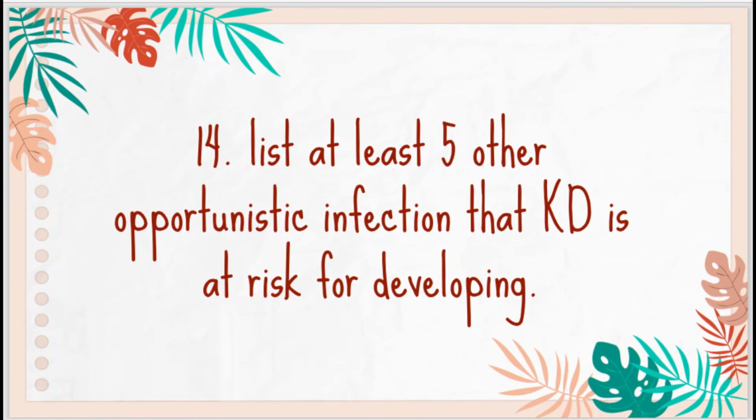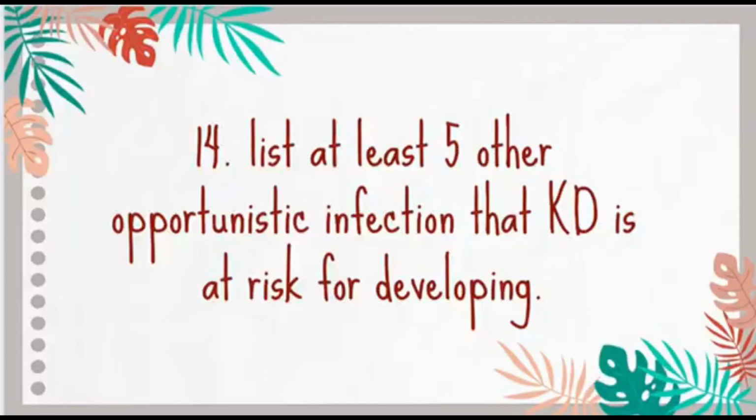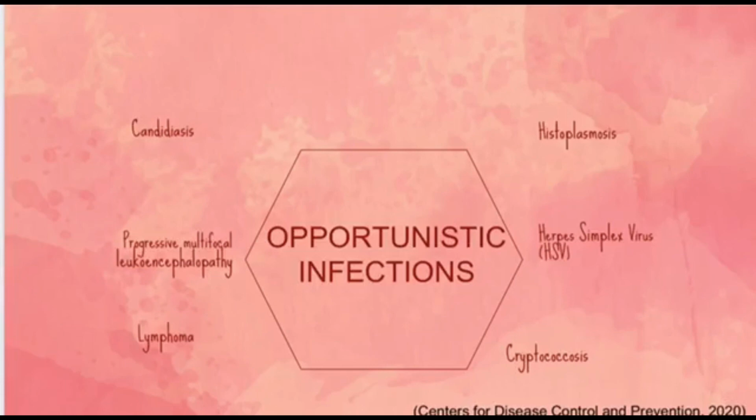Question 14. Opportunistic infections that KD is at risk for developing. An opportunistic infection that KD might be at risk of developing is candidiasis. Candidiasis is an infection caused by the fungus Candida and causes severe or persistent infection in the mouth or vagina. Next is histoplasmosis, which often develops in the lung and spreads to other parts. Lymphoma refers to cancer of the lymph nodes and other lymphoid tissue.